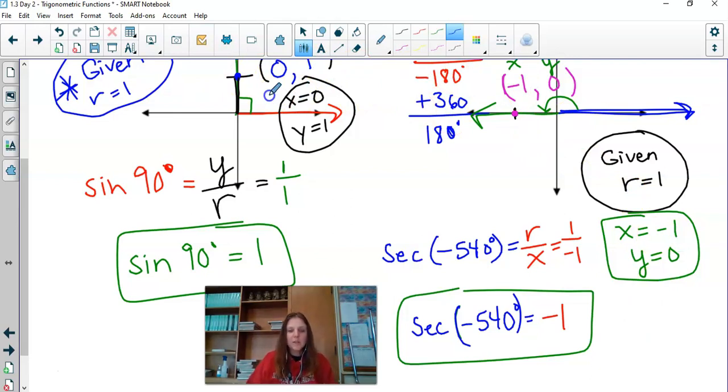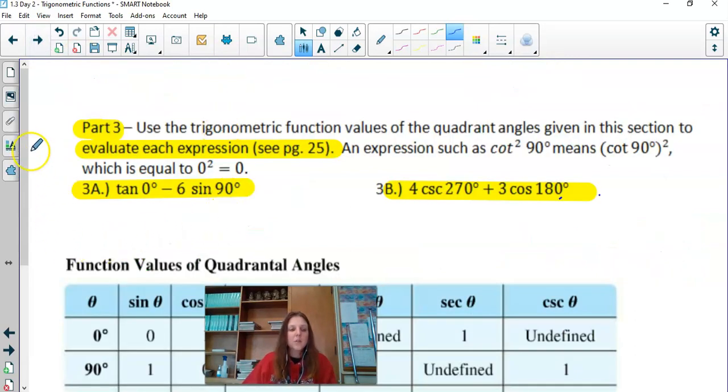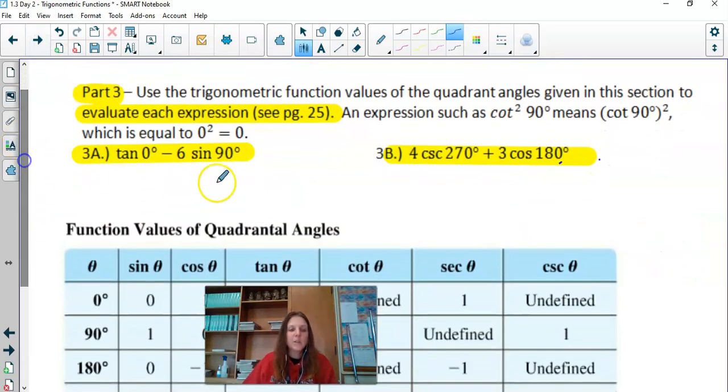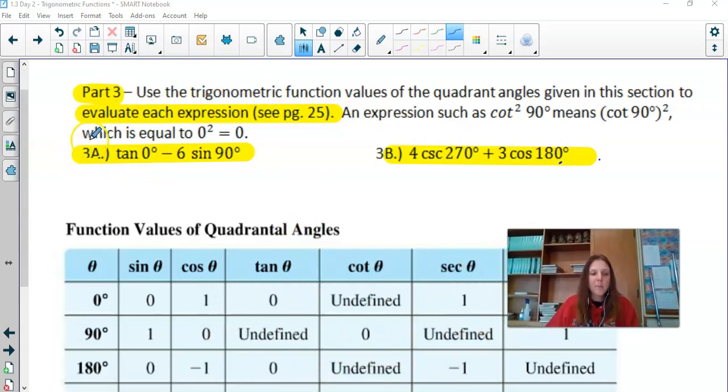Now, let's take a look at the last part of the notes, and I think you guys will find this one kind of fun. This is more algebra skills. So this was trigonometry and thinking skills. The last part will be using some algebra skills to solve these expressions. So again, all you need to really do here is copy down part 3, write evaluate each expression, see page 25, so you'll be able to open it in your ebook, and copy down 3A and 3B. So go ahead and pause the video now.